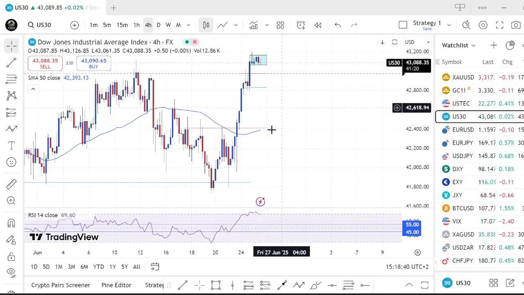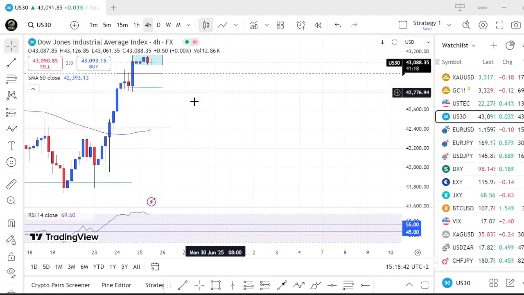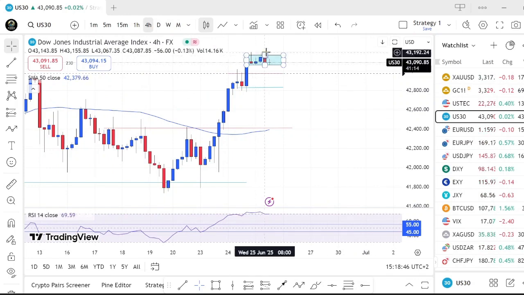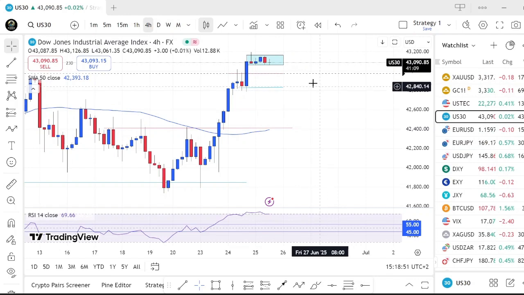overextended territory of the RSI, currently creating a bit of a consolidation zone here, as we can see a bit of indecision candles as well as bearish engulfing and spinning top patterns that are currently being formed. Overall trend is bullish, so I am looking for trades to the upside.